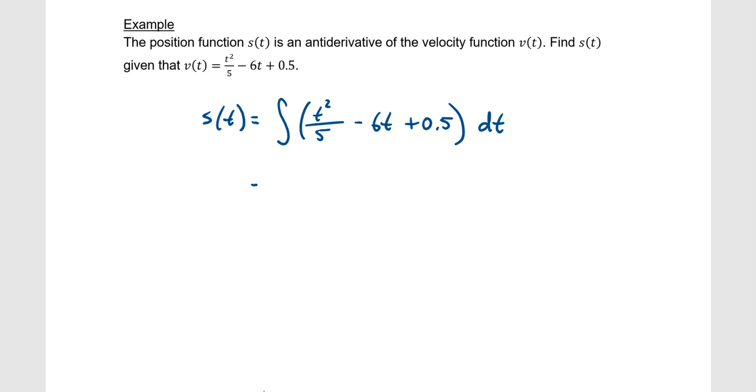So taking the integral here, we're going to add 1 to the exponent. So 2 plus the 1, we get 3. And then we divide it by 3. Minus, we're going to add 1 to the exponent, divide by that new exponent. 0.5 is a constant, so that's 0.5 times t, and then plus c.